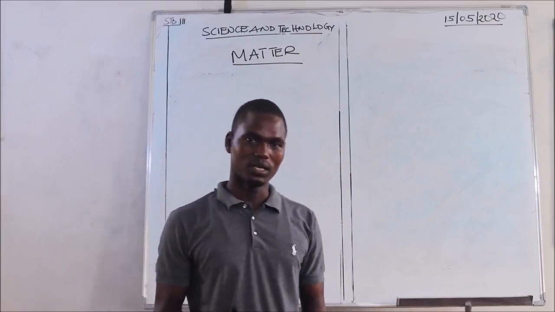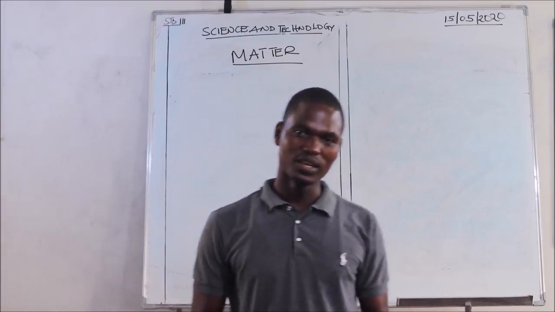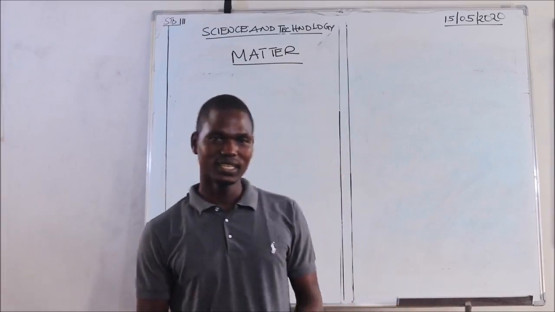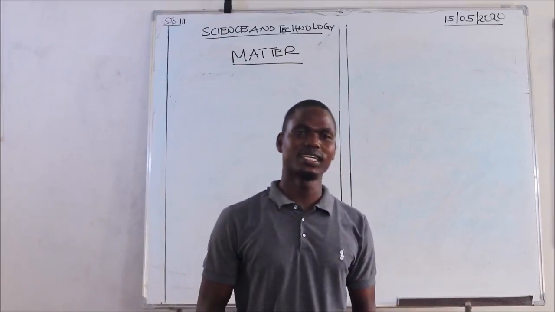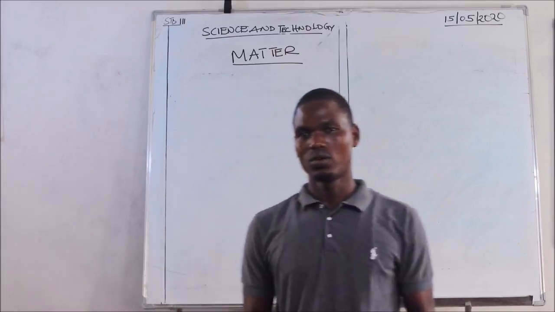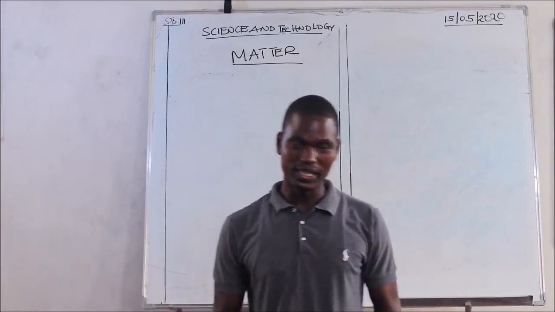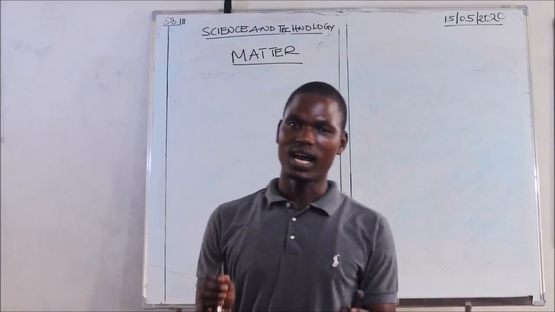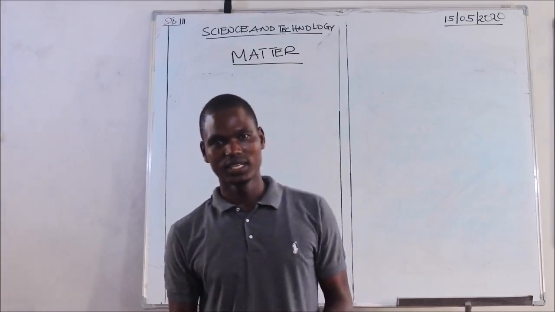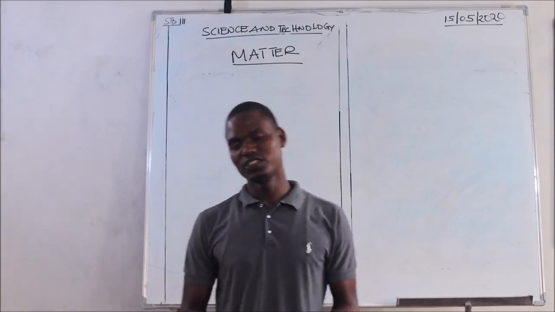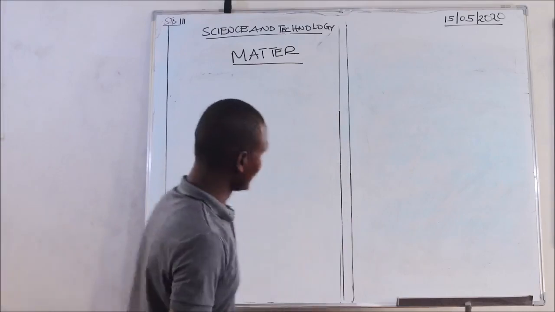Now, in a simple definition, matter is anything that occupies space and has weight. Anything that occupies space and has got weight. Now, that is a simple definition of matter. Let me write it on the board.